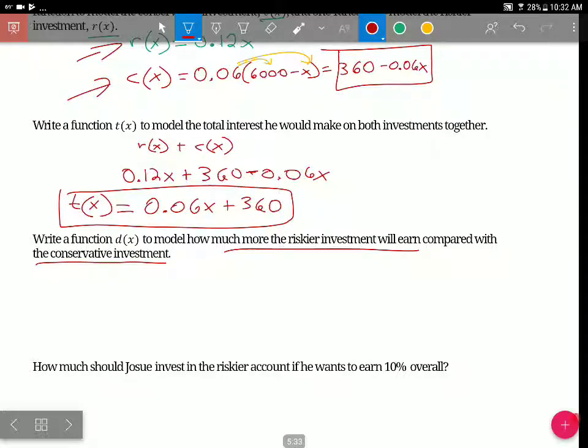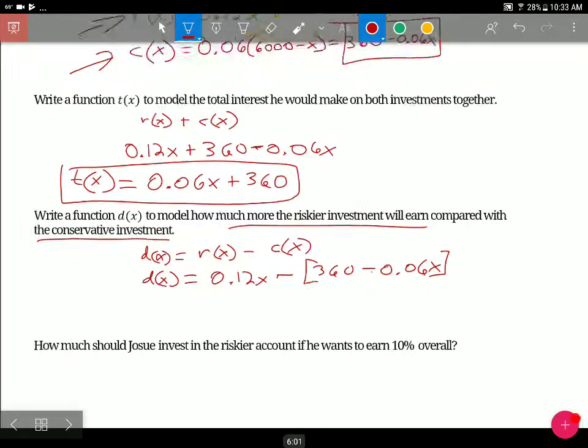So your d of x is your risky minus your conservative. Cool. So here we go. Your risky one is still 0.12x minus your conservative, 360 minus 0.06.